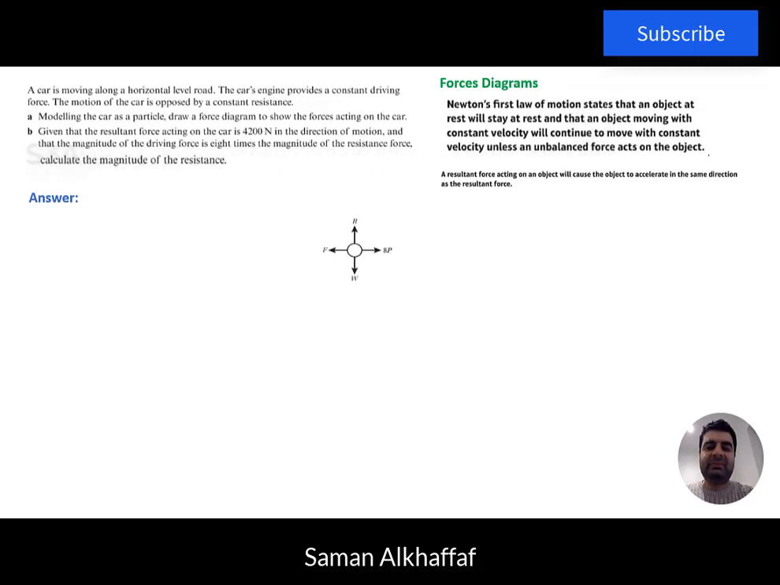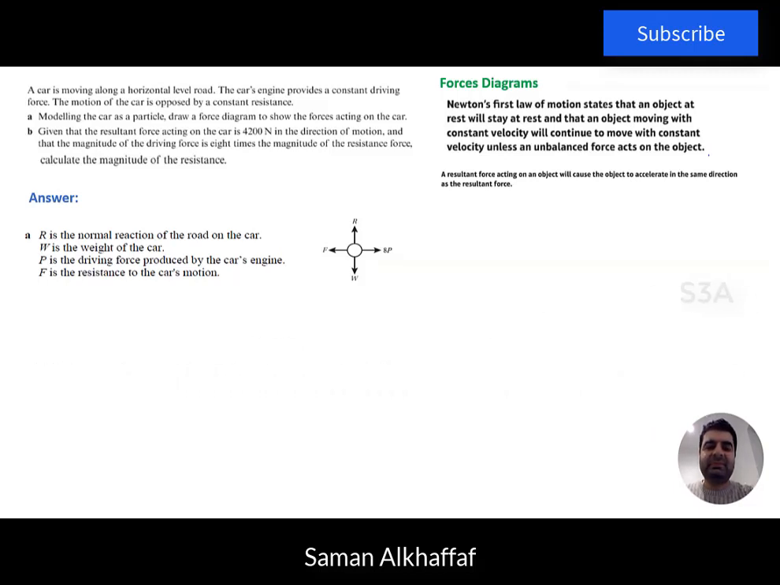In this scenario, we have multiple forces acting on the vehicle, as we described: the normal reaction, the weight, and the driving force. The driving force of the car is 4,200 newtons in the direction of the motion, and the magnitude of the driving force is 8 times the magnitude of the resistance.